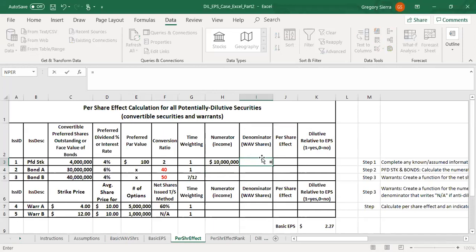And the denominator: they get 2 shares of common for every 1 share of preferred. So that would be 8 million total. And the per share effect is just numerator divided by denominator. Then we'll come back to this dilutive test. The other thing we have to have in here is the time weighting factor. That won't change it in this case, but just to be consistent.